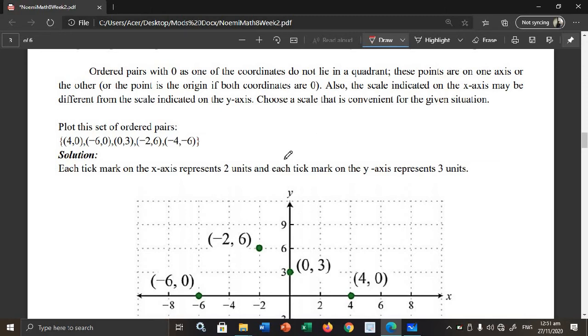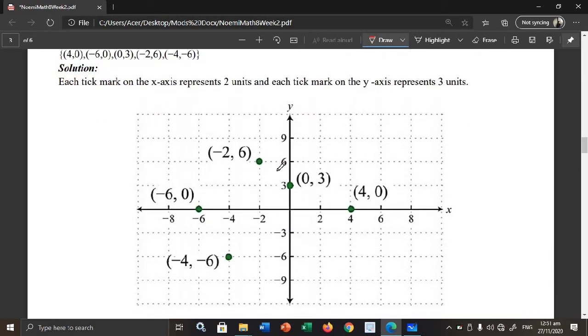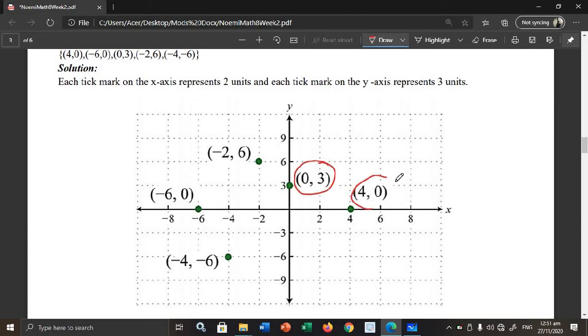So, sometimes, di ba, we have 4 quadrants, yes. Pero, sometimes, meron tayong mga ordered pair na hindi nakahimlay or hindi nakalay doon sa 4 na quadrant. Saan kaya sila nakahimlay or nakalay? Doon sa x and y-axis. Just like these ordered pairs.